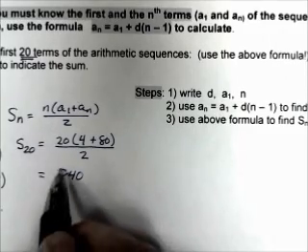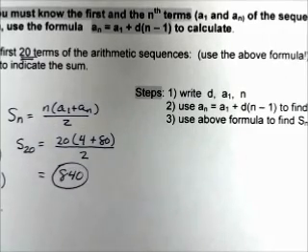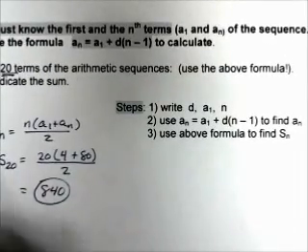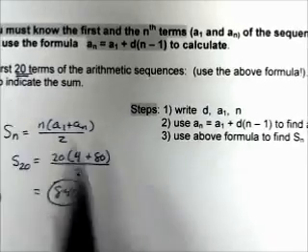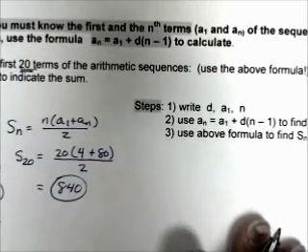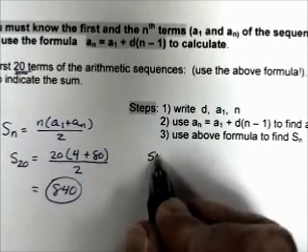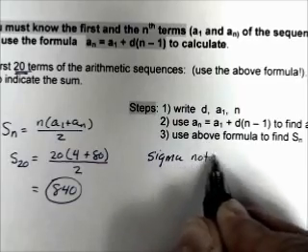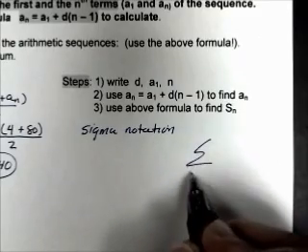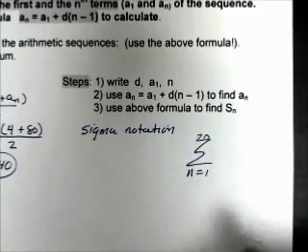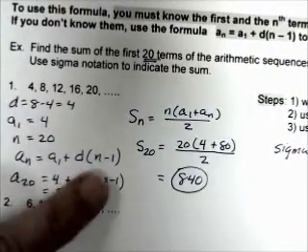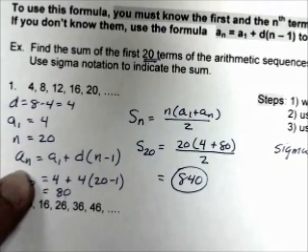Now, this is the sum of the first 20 terms of this series. Now we want to use sigma notation to indicate the sum. For sigma notation, we're finding the sum of the first 20 terms. So it's going to be the sum of n going from 1 to 20, and we need the expression. We'll go back to here. We're using this formula, leaving n as the variable.